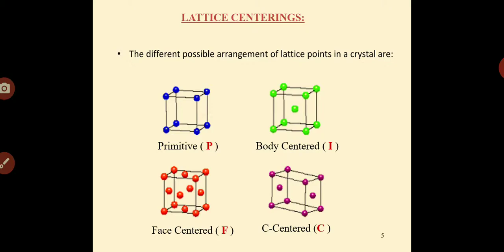That is, we can have three pairs of opposite faces for a cube, so that there is no peculiarity in where the lattice points are located. So it can be A-centered, B-centered or C-centered, depending upon the opposite pair of faces where the lattice points are located. So these are the four types of lattice centering. Lattice centering means the different possible arrangements of lattice points in a crystal.